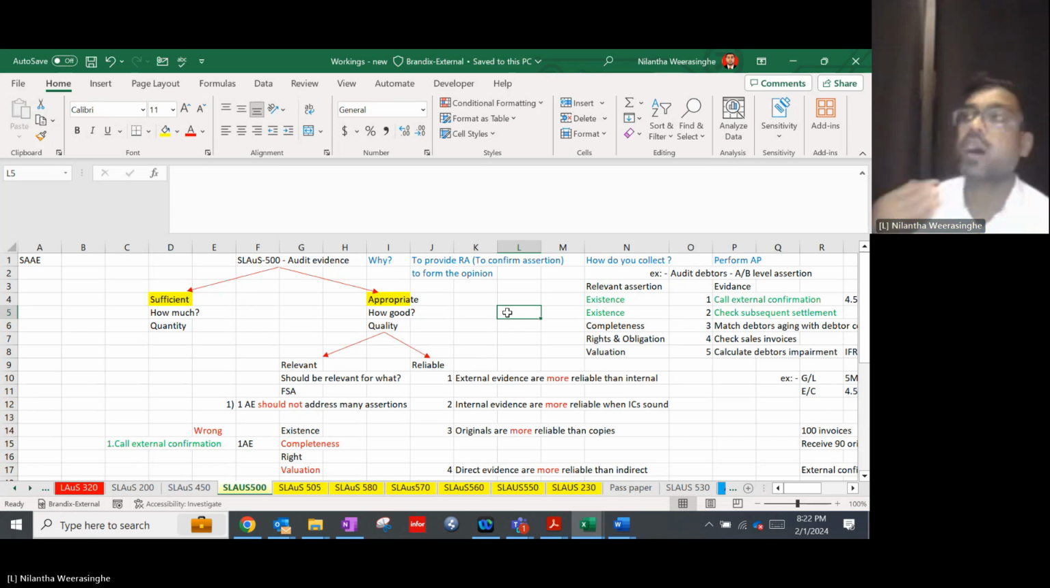Second question, how do you collect this evidence? Audit evidence path then, how do you collect audit evidence?